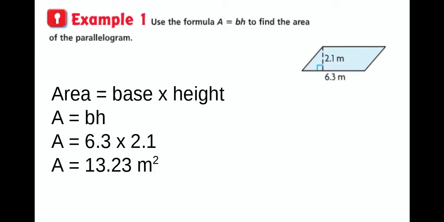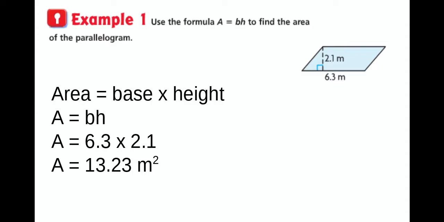Here is a picture of one for your first example. So if you don't already have a piece of paper, grab a piece of paper, and a calculator could help, but it's not necessary. So this is a parallelogram. The area formula is base times height, but we will simply be writing it as A, capital A for area, equals BH. B for base, H for height.